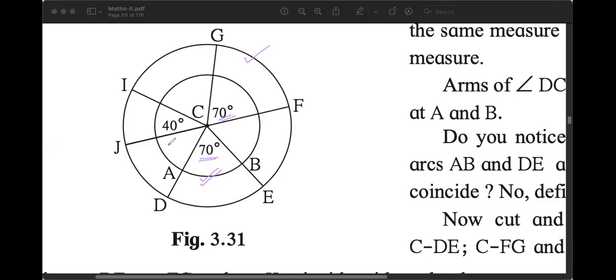Now here comes the important question. Is arc GF congruent to the arc AB? Yes or no?